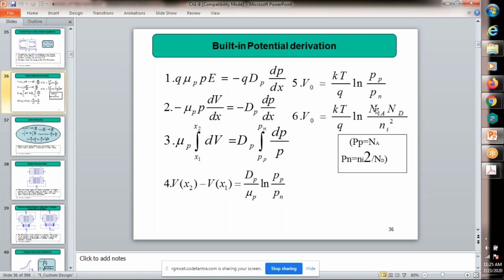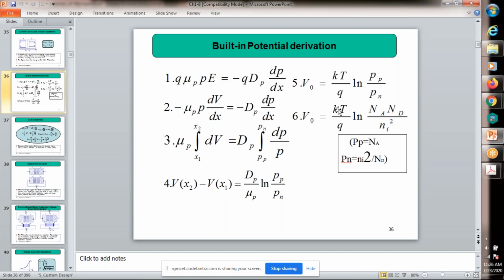Then what is pp? pp is the hole concentration in p type material, which is approximately equal to Na. What about pn? pn is the hole concentration in n type material, that is ni square by Nd. This is not 2, it is ni square by Nd. Then simply substitute here. Now this is the final expression, where the difference Vx2 minus Vx1 is equal to some V0.